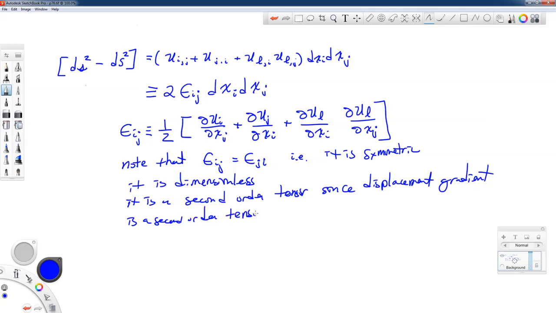I'll just mention it again, we're going to go through and formally define second order tensors, and we'll show how it is a second order tensor. But for right now, take my word for it that since our displacement gradient terms are second order tensors, this is a linear combination of second order tensors. It is a second order tensor, so this epsilon ij is a second order tensor. And this has a particular name. Epsilon ij is called the Green-St Venant Strain Tensor.